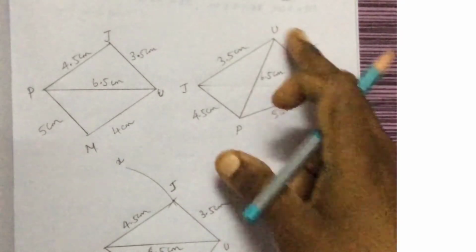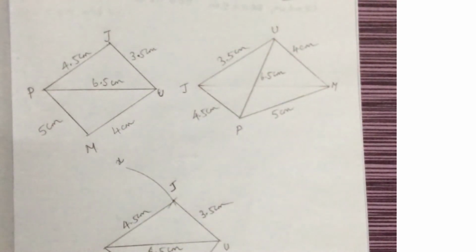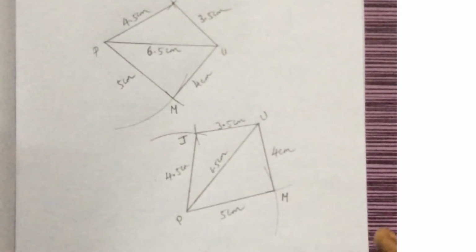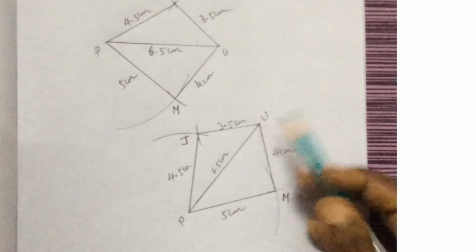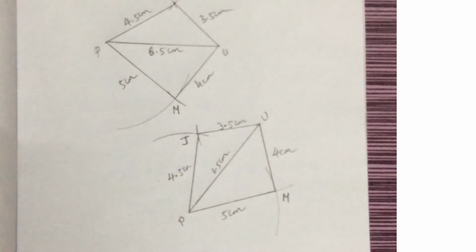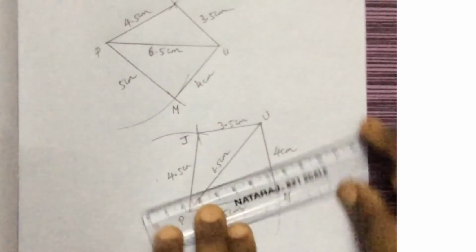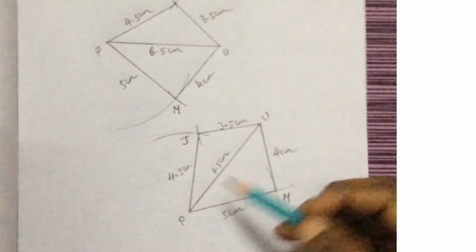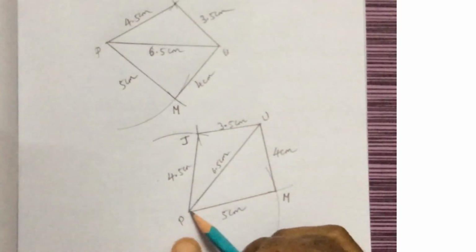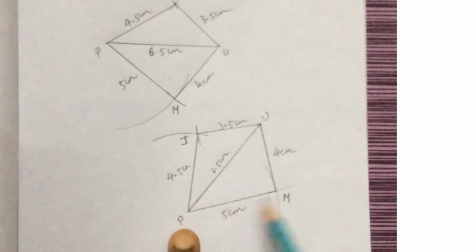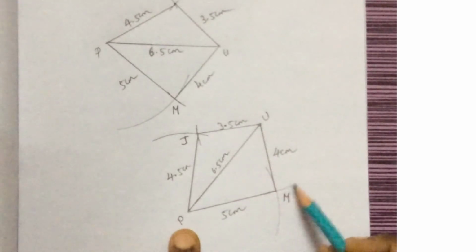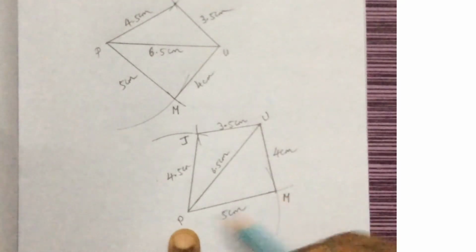So I can start with any side. So let me start with this line PU 6.5 centimeter. So here I have drawn a line PU of 6.5 centimeter at any angle. You can keep your scale like this, anything. Draw a line 6.5 centimeter, and then from P you have to cut this arc, and from U you have to cut this arc, then you can join this. Similarly, from here cut this arc, from U cut another arc and mark this point, and you can join this.